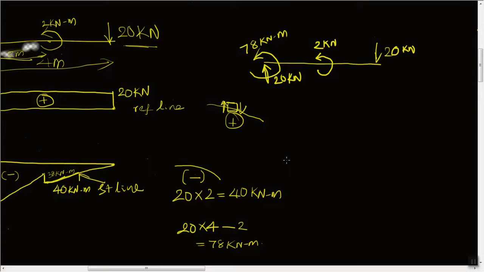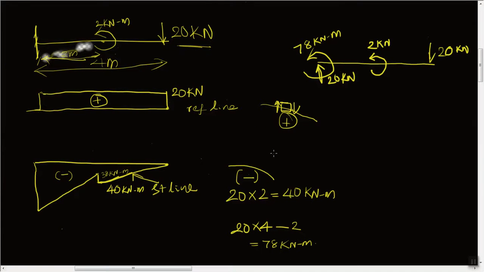So if you observe in this case, wherever there is a force, there you are getting a vertical line of the same magnitude. Here you have 20 kilonewton, and in the shear force diagram you have the same 20 kilonewton vertical line, and here you have 20 kilonewton force, and here we have a 20 kilonewton vertical line.